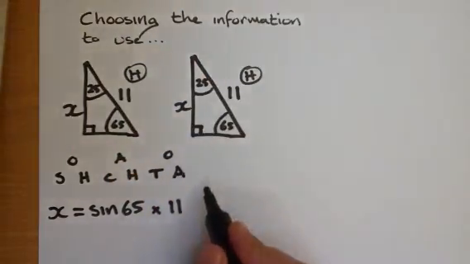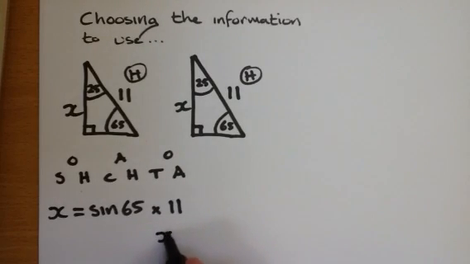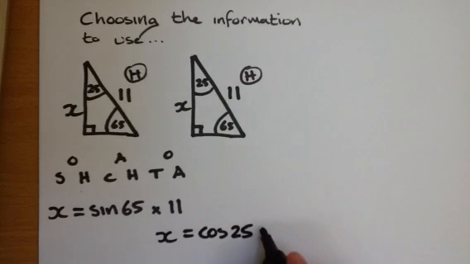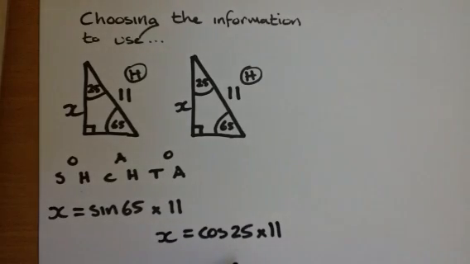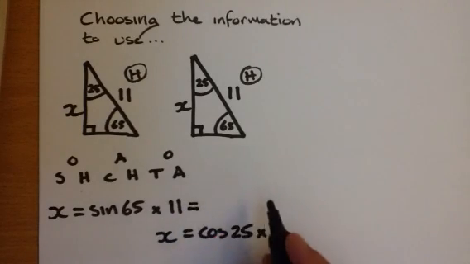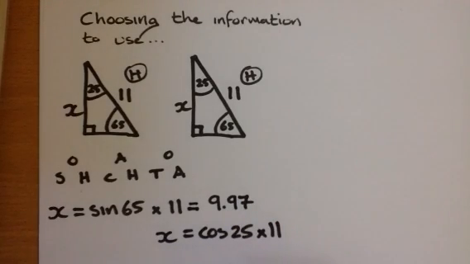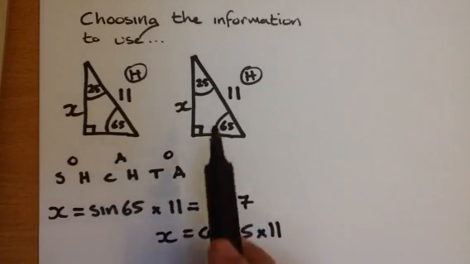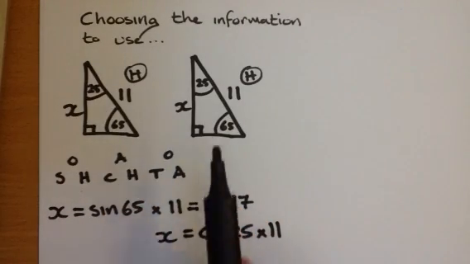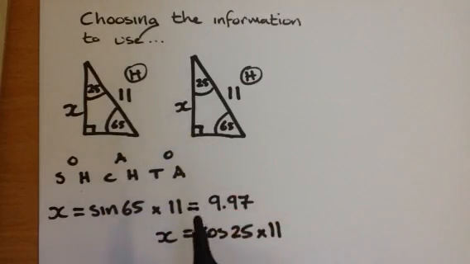So using this calculation here, I've got x equals cos of 25 times 11. Now, whichever calculation I use, if I pop that into my calculator, I'm going to get an answer of 9.97 if it's rounded to 2 decimal places. So in a question where you've got more information than you need, the skill is in actually taking out the information that you do need. So let's try an example of that.